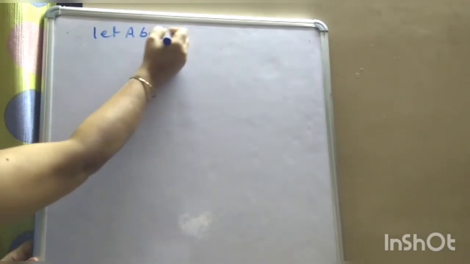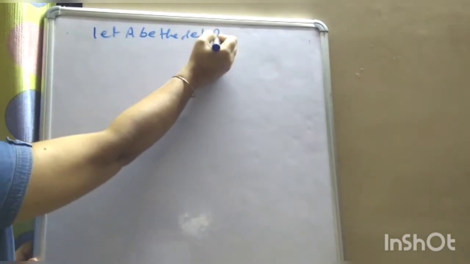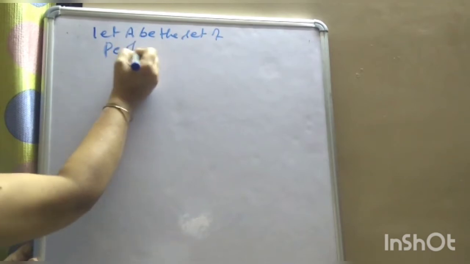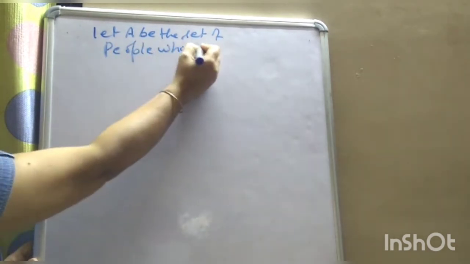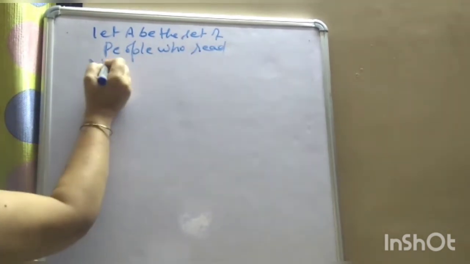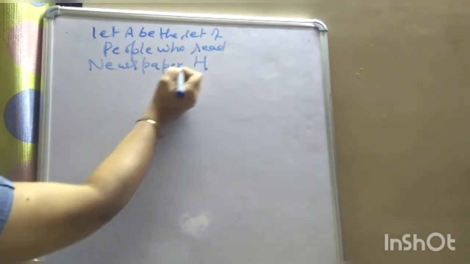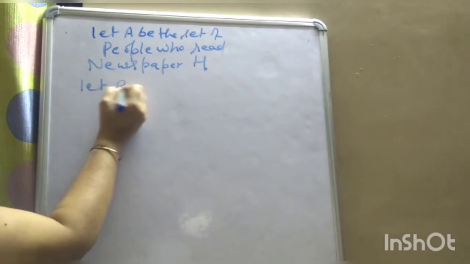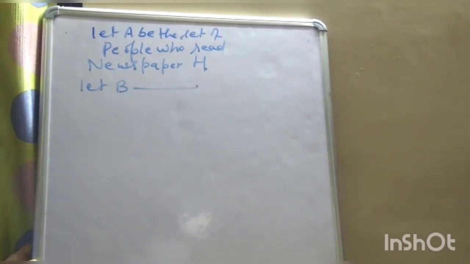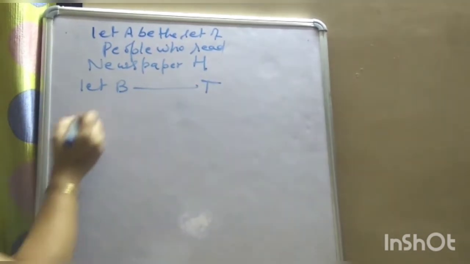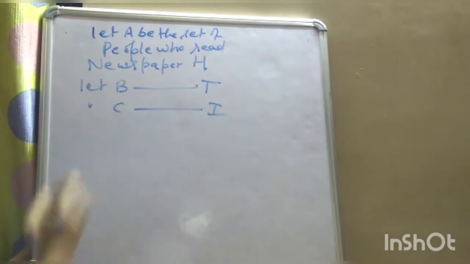Let A be the set of people who read newspaper H. Let B be the set of people who read newspaper T. Let C be the set of people who read newspaper I.